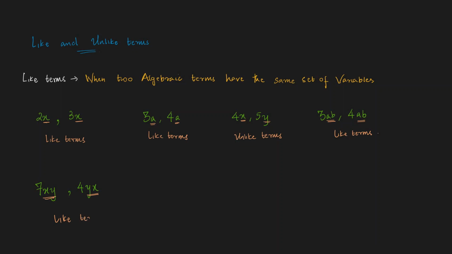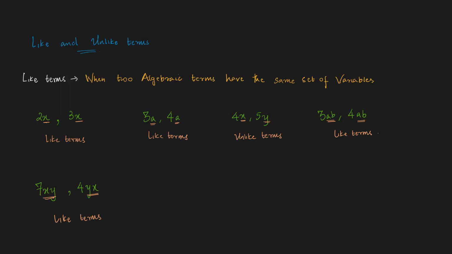The reason for this is that they are being multiplied, as we've already discussed in the previous video. And we know that multiplication is commutative, which means the order doesn't matter. Whether you say 5 times 2 or 2 times 5, you're talking about the same value, which is 10. So whether you say x times y or y times x, it doesn't really matter. It's still the same thing. I can even rewrite this 4yx as 4xy. And therefore, these two terms are still like terms.